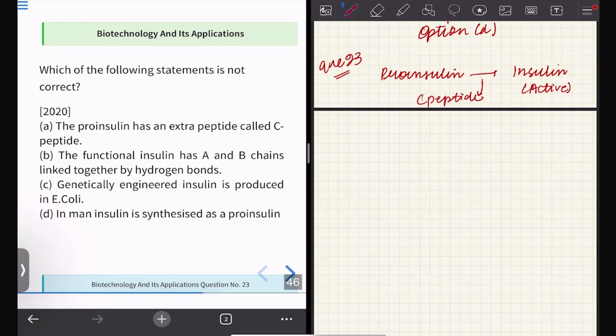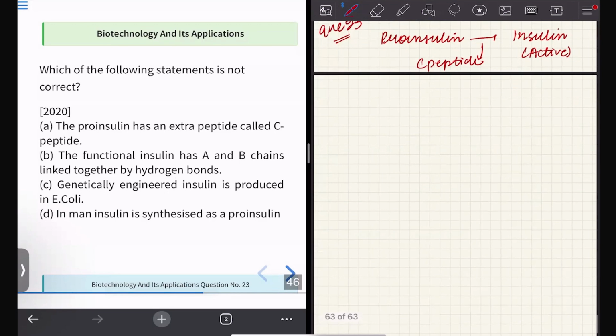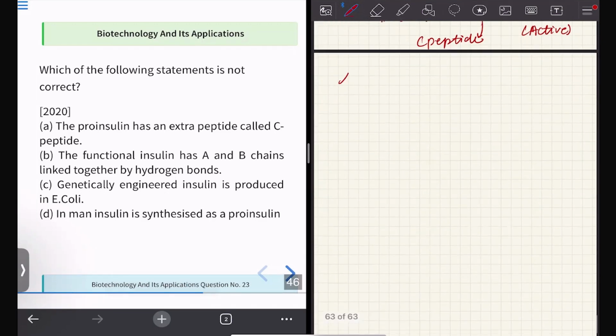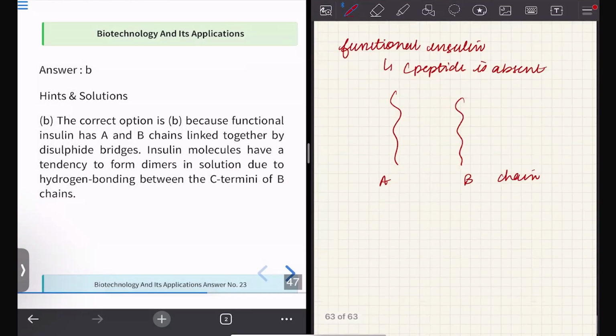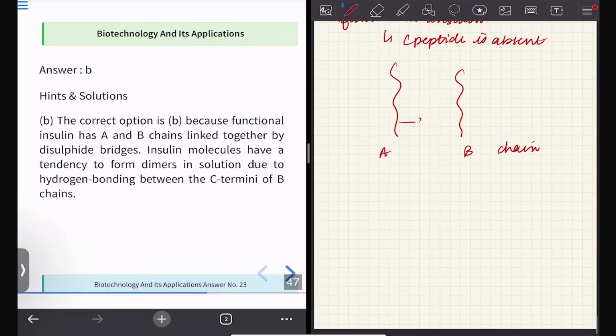So the incorrect one is the statement that functional insulin has A and B chains linked by hydrogen bonds. In functional insulin, C peptide is absent. So we have A chain and B chain. But both of these are not actually linked together by hydrogen bonds. They are linked together by disulfide bridges. So we have disulfide bridges present between both of these.